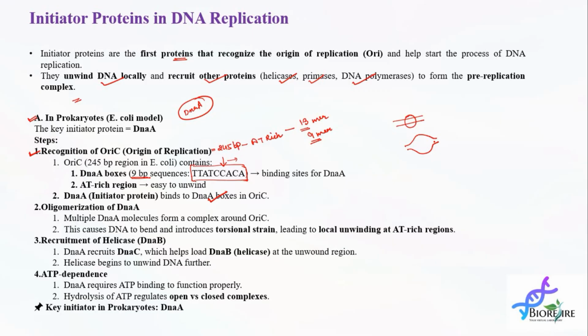Now oligomerization. Oligomerization means multiple DNA A molecules form a complex around this ORI region. Now at this position, the DNA will tilt. Why will it tilt? Because of the torsional strain. This causes the DNA to bend or introduces torsional strain, leading to local unwinding of the AT-rich region.